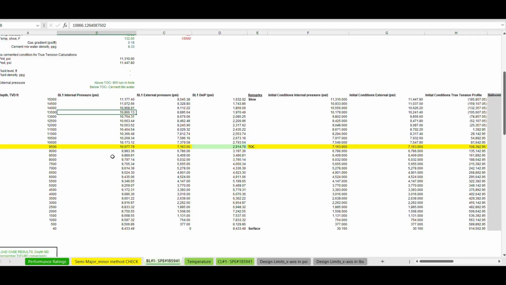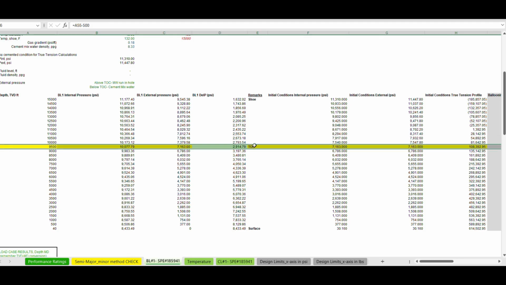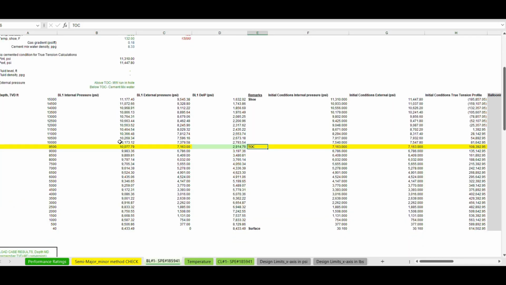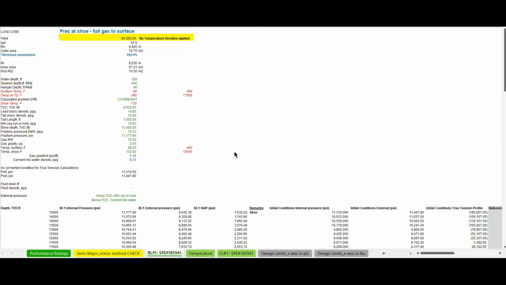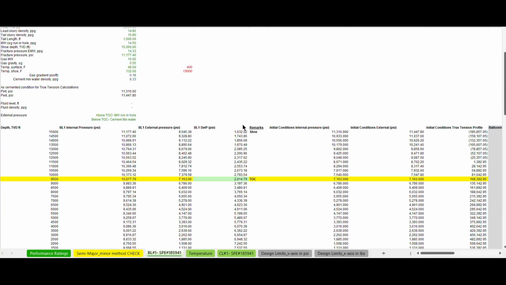So you could see how the internal pressure is calculated. So I marked this one as the top of cement, because we know that for ballooning force, strain is zero in the cemented interval. So we know we come up with an exact ballooning force in the cemented interval.